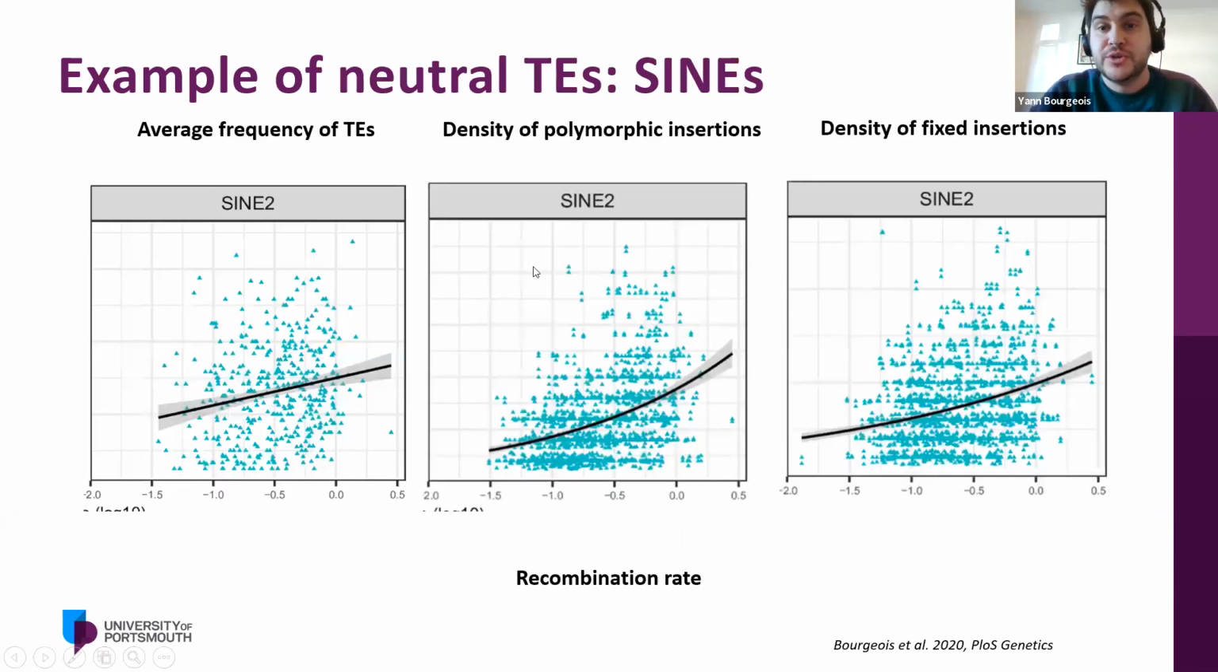On the other hand, when you look at SINEs, they tend to display patterns that are consistent with neutrality. So you see that the average frequency is higher in regions of high recombination. And this is probably due to the fact that in regions of low recombination, the effects of linked selection tend to reduce diversity. You also observe more polymorphic insertions in regions of high recombination. What's interesting also is that you observe more fixed insertions in these regions of high recombination.